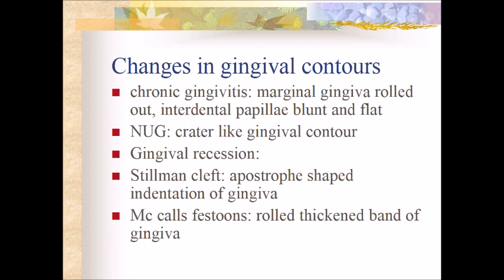Coming on to the changes in gingival contour. In chronic gingivitis, the marginal gingiva is rolled out, and interdental papillae are blunt and flat. In necrotizing ulcerative gingivitis, the gingival contour will be crater-like.